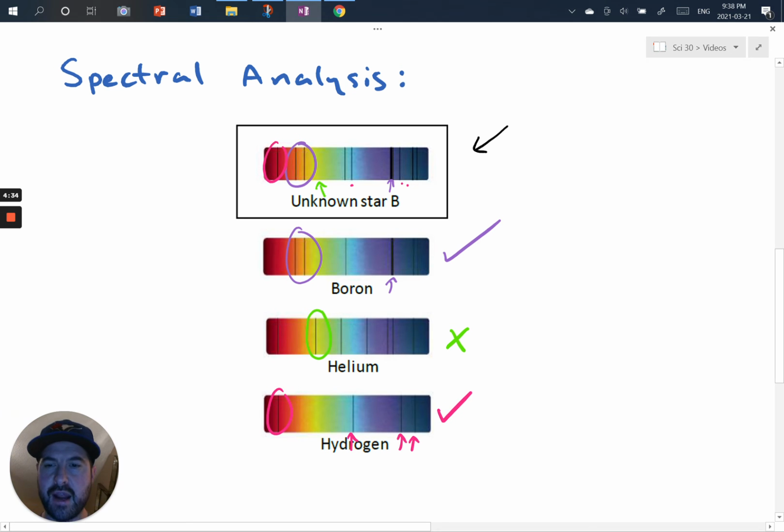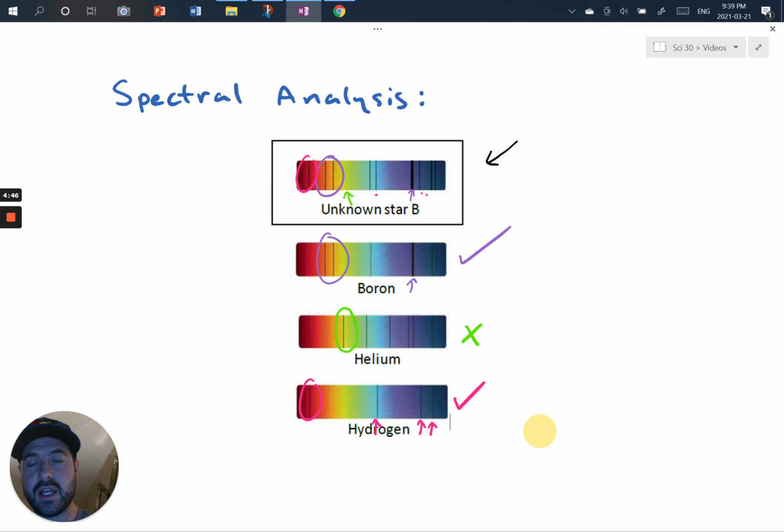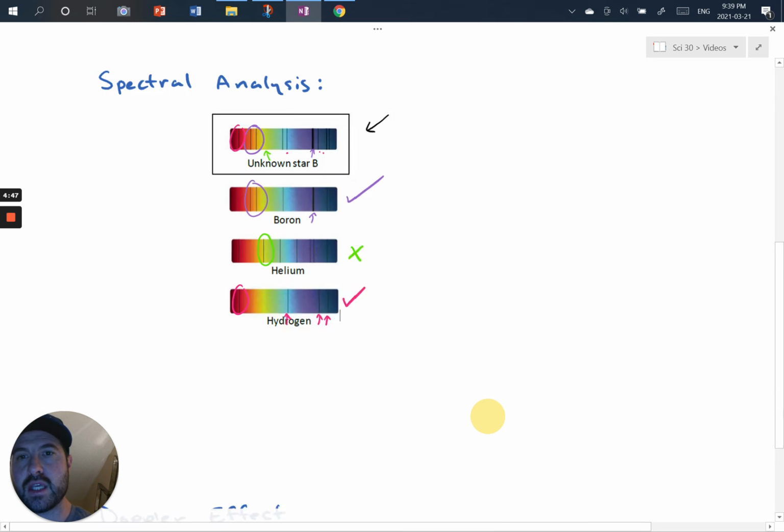So by doing that analysis, I can say that in the atmosphere of that star, there's boron and there's hydrogen, and that can give me some clues to learn some more things about that star. Now the last thing we're going to look at here is called the Doppler effect.